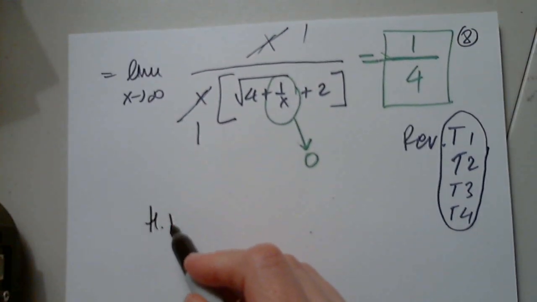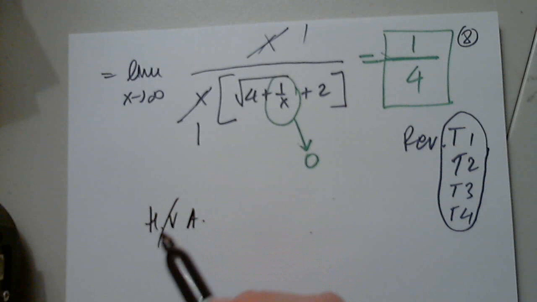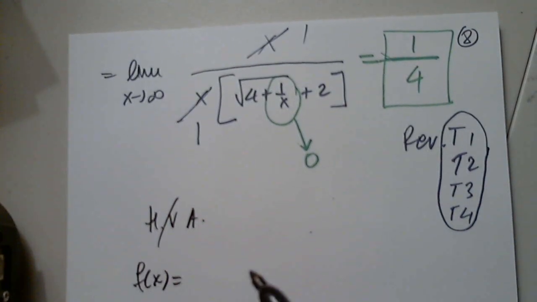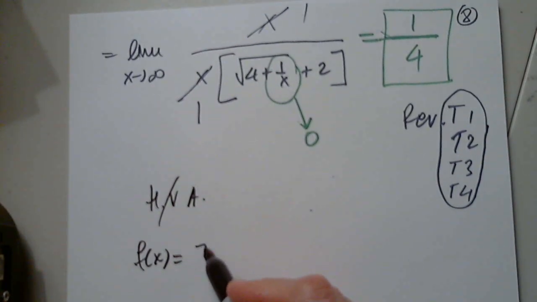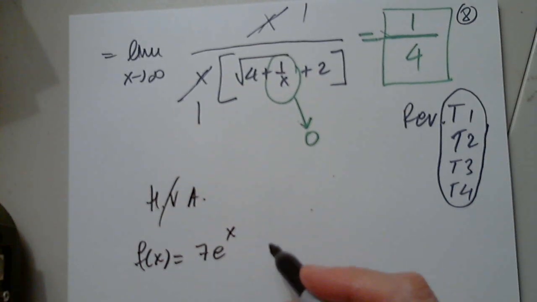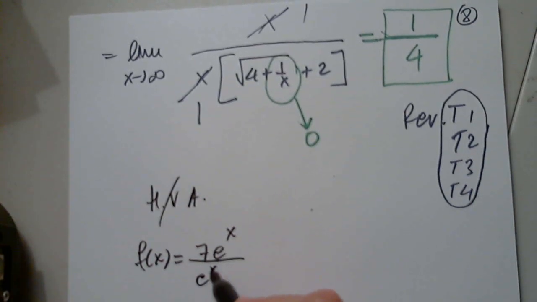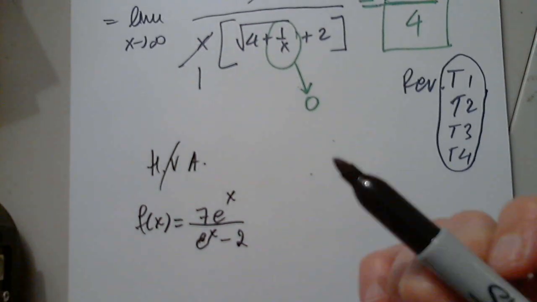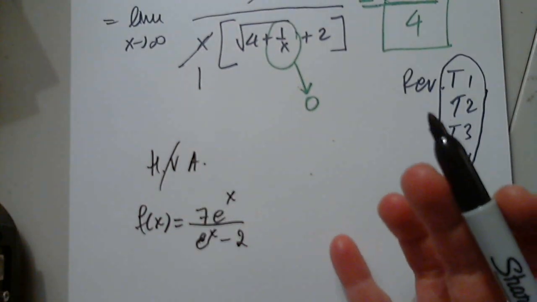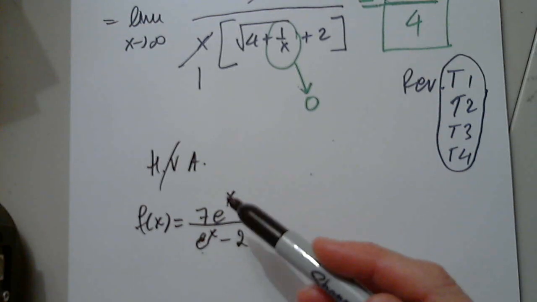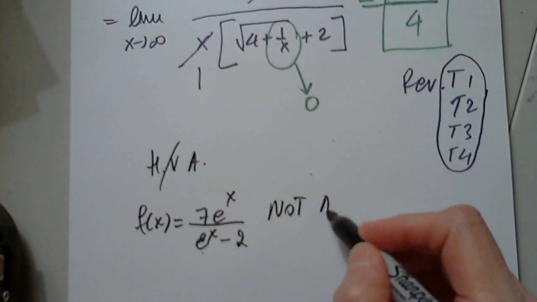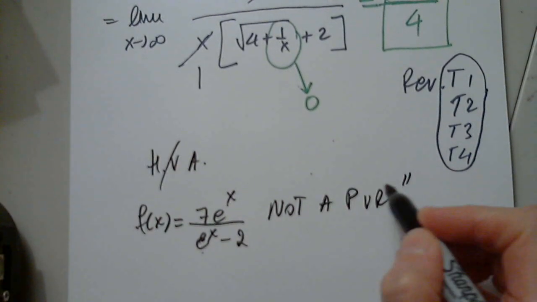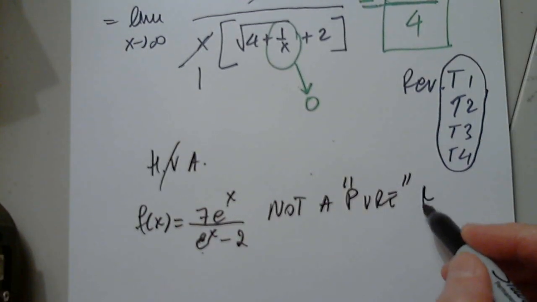So, f of x equals 7e to the power of x divided by e to the power of x minus 2. Good. So we know that this is a rational function combined with exponential. This is not a pure rational function.